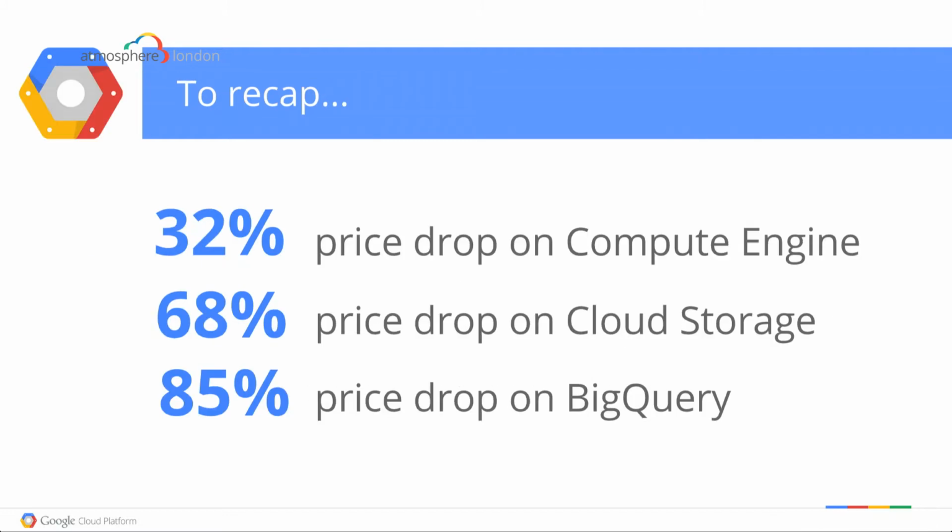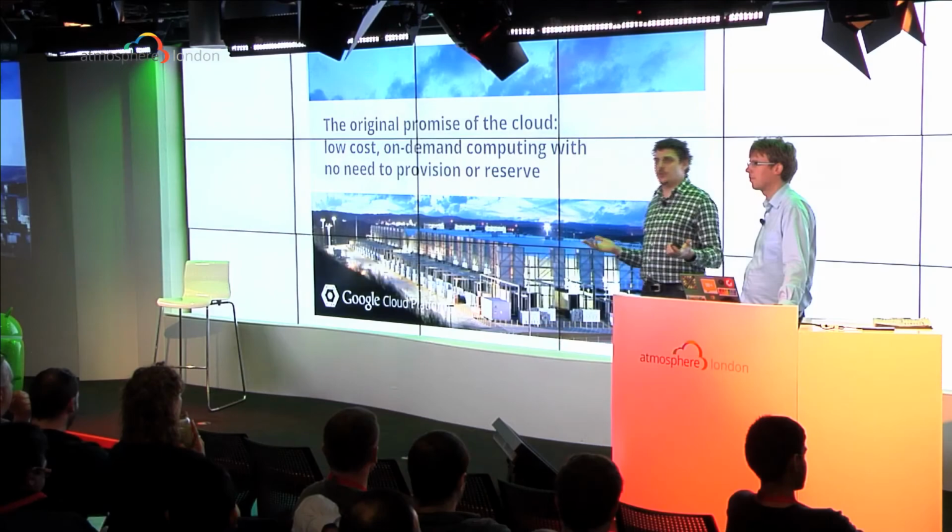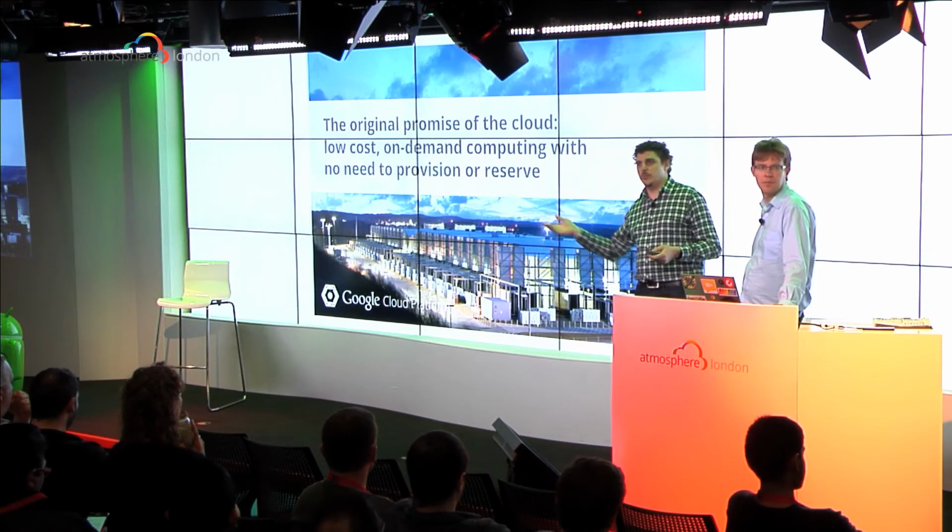So to recap, we have shattered the industry in terms of pricing. We've come in and said 32% cheaper, but that's not enough, on our Compute Engine pricing. The original promise of the cloud was that it was on demand. It was low cost. You don't need to think up front. In the traditional world, you'd go out and buy some tin, you'd place an order, and you'd be like, okay, that's what I'm running now.